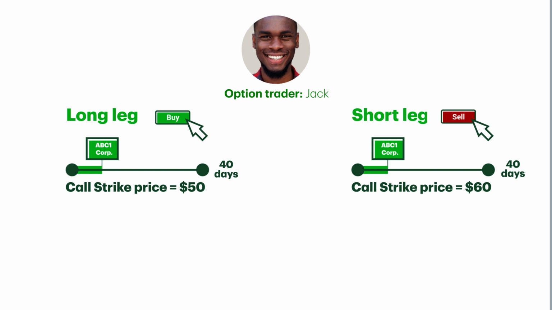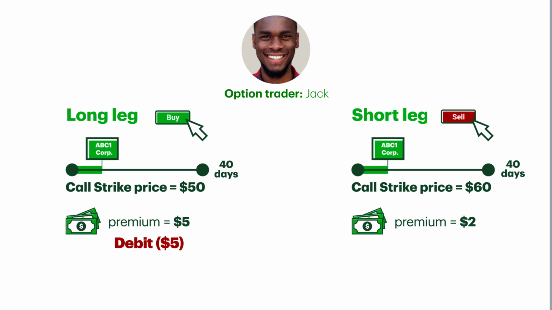Let's assume the $50 call has a premium of $5. Since Jack is buying this option, it's called a debit. And the $60 call has a premium of $2. Jack is receiving cash for selling the option, so it's called a credit.